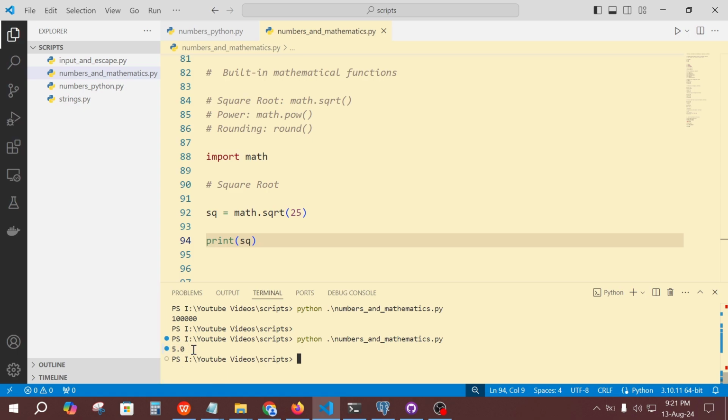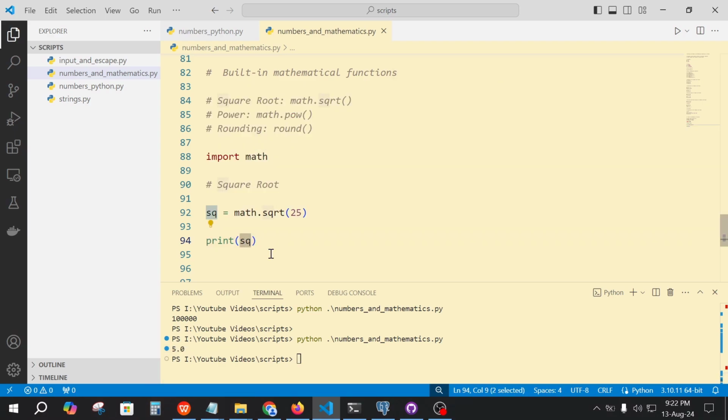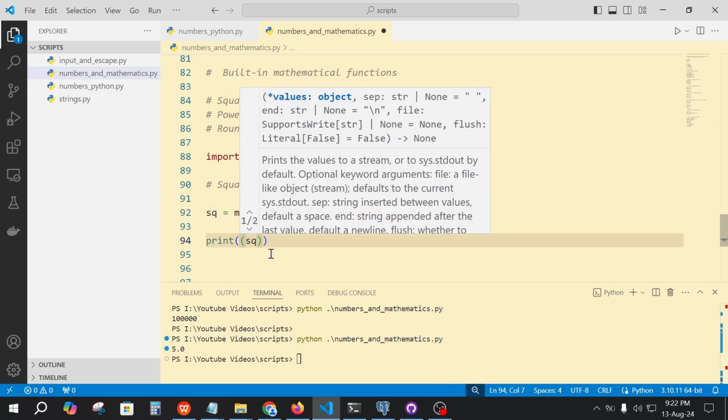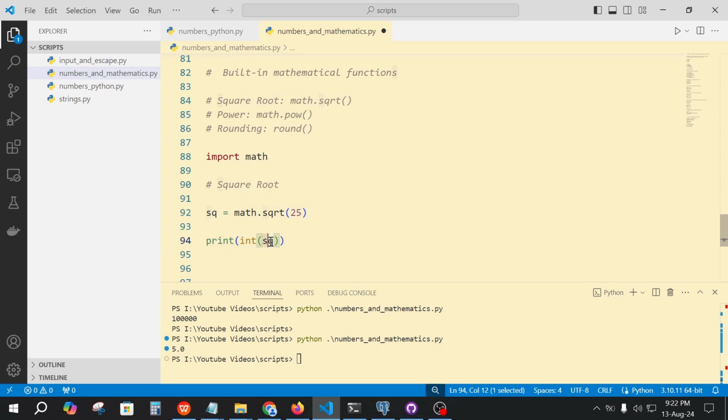Although it is returning a float number, we can also convert it into an integer if you want. For converting it into integer, we can do int, and it will typecast this float into integer. I hope you understand this one, because I have talked about typecasting in my previous videos. If you have not seen them, you can see them from my playlist. You can see now this is an integer.